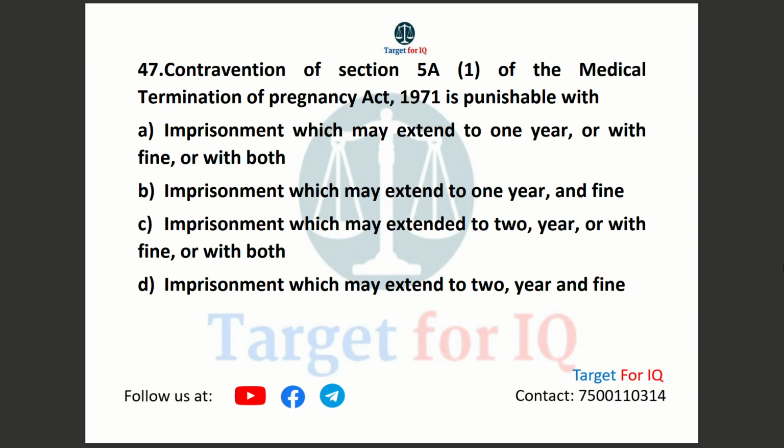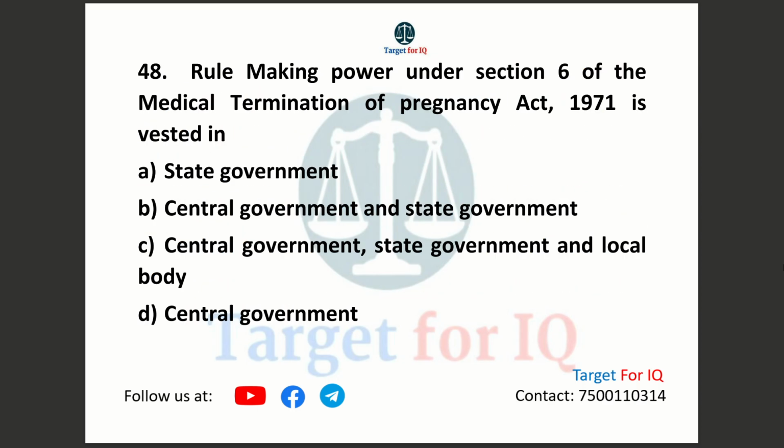Question number 47. Contravention of section 5A clause 1 of Medical Termination of Pregnancy Act 1971 is punishable with option A. Imprisonment which may extend to 1 year or with fine or both. B. Imprisonment which may extend to 1 year and fine. C. Imprisonment which may extend to 2 years or with fine or with both. D. Imprisonment which may extend to 2 years, fine and both. The correct answer to question number 47 is option A. Imprisonment which may extend to 1 year or with fine or with both.